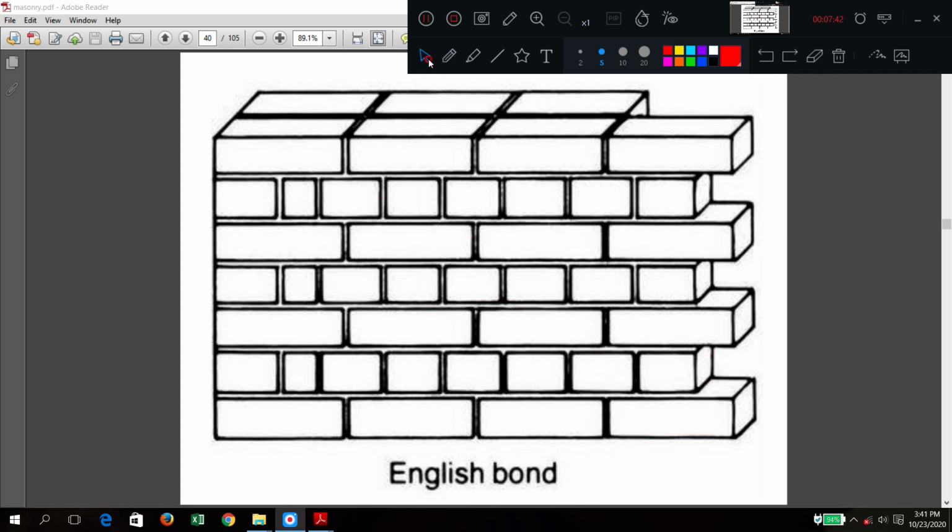Yes, very correct. Okay, we can see one stretcher, two stretchers. So the header is coming exactly at the half, no? Yes, that is also correct. Like this, one stretcher, two stretchers, the header is coming exactly at half. Okay, like this you can understand. Okay, essential features.